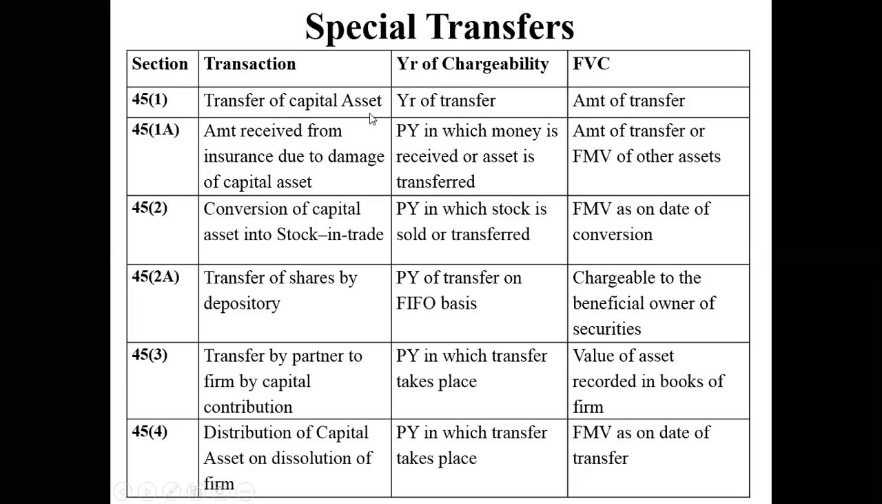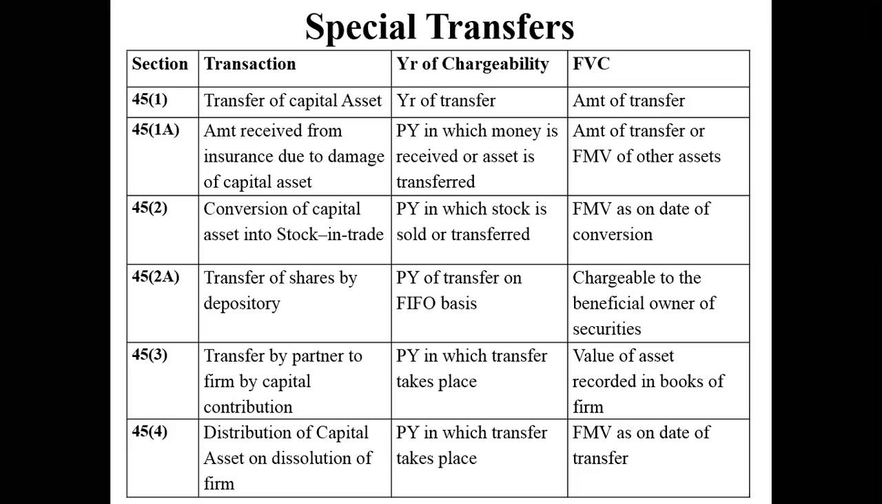To get the damage or to sell the asset, my previous year has to be 1st April 2020 to 31st March 2021. This should be my previous year. Only then I will be able to arrive at the full value of consideration or the fair market value of my other assets. That is what I have to check. So first thing is, whenever you receive any money or whenever you sell any asset, that particular asset has to be either sold, transferred, exchanged, or replaced in the previous year.